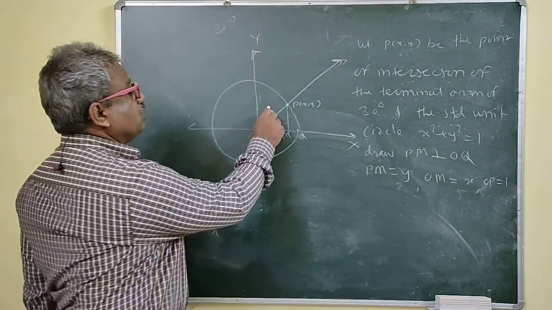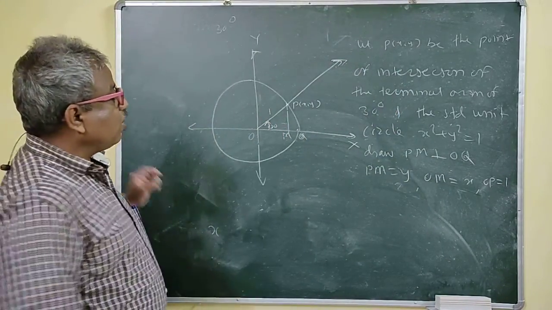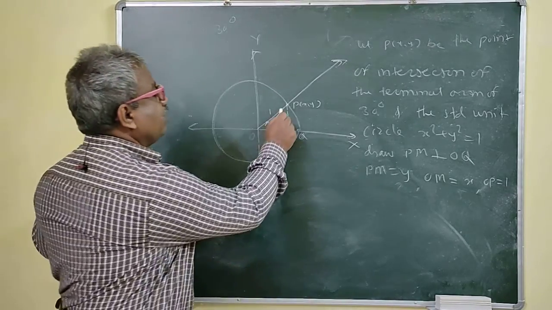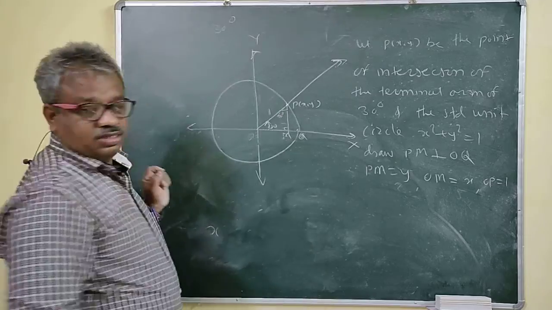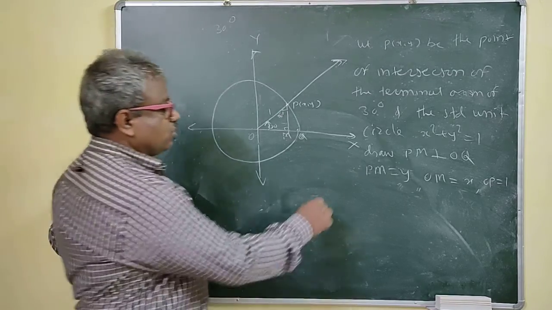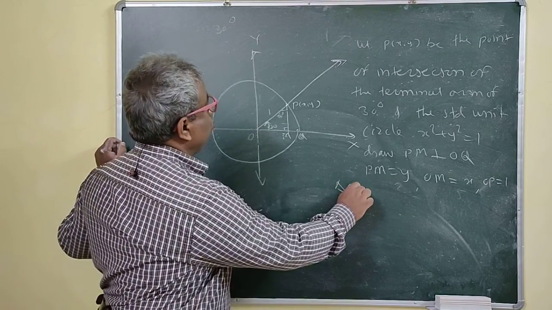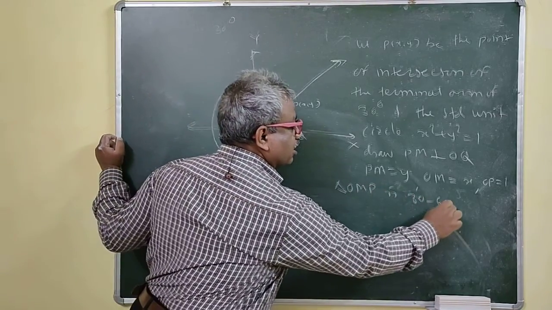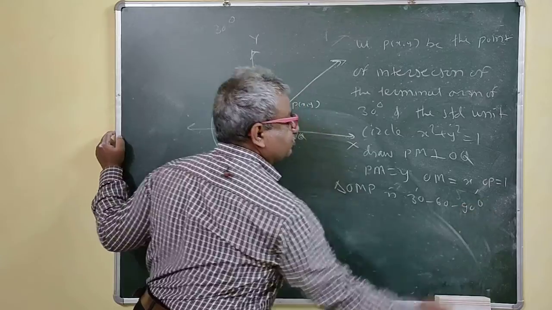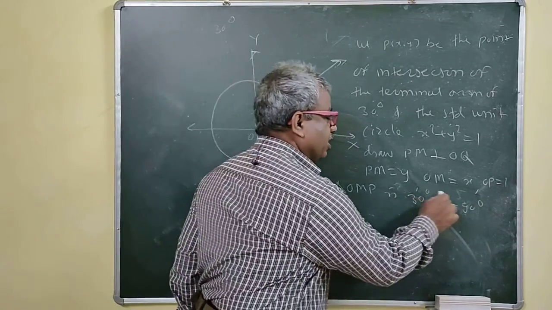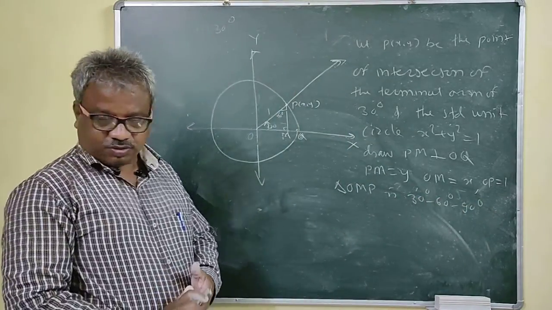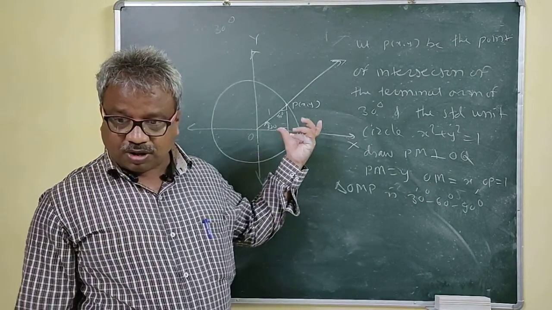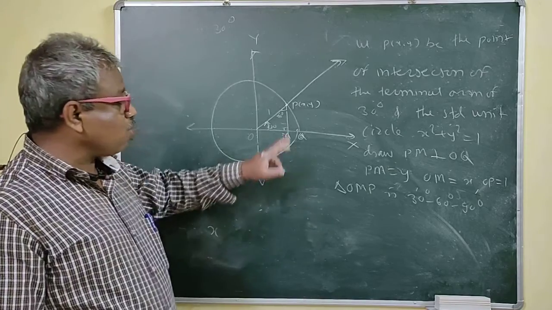So what do we have? This is 1, right? Now this angle is 90 degrees, right? So this angle is what? 60 degrees. This angle is 30 degrees, right? So triangle OMP is a 30, 60, 90 degree triangle, right? So measurement of angle, this is what? So there is a special property for this one. So what is that special property?